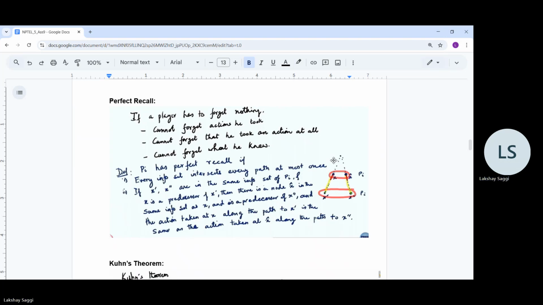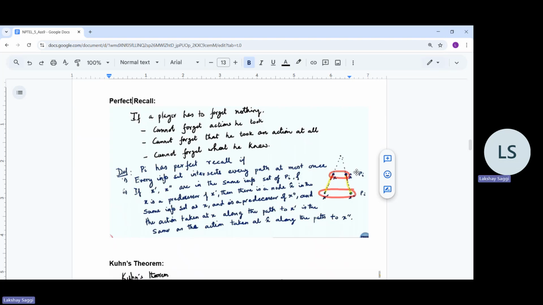Why is this the case? Essentially, a high level idea is, if x prime and x double prime are in the same information set, the player cannot distinguish between these two nodes. But suppose the player was able to distinguish between x and x hat. So suppose x and x hat were in different information sets, whereas x prime and x double prime are in the same information set, right? So what does this actually mean?